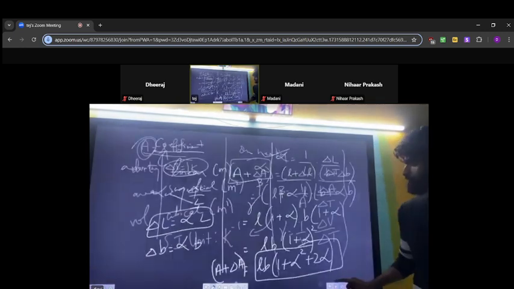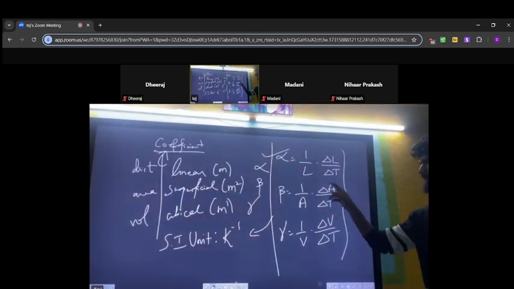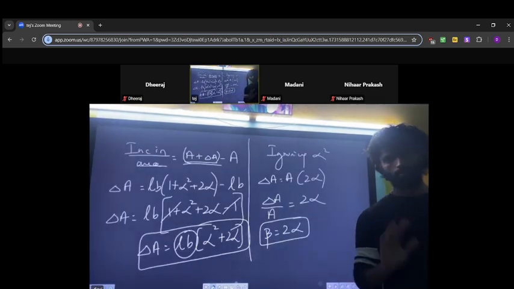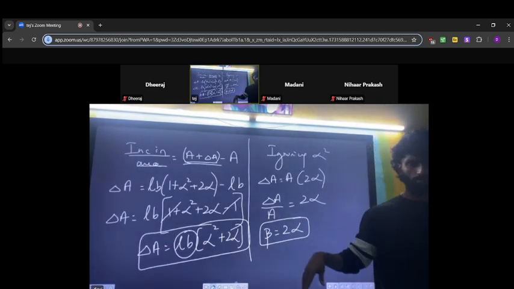How do we know this? The formula which we learned here: delta T make it as 1, delta A by A is equal to beta. You write that, and you get the answer: beta is equal to 2 alpha. Done. Okay, so we'll come back to it.